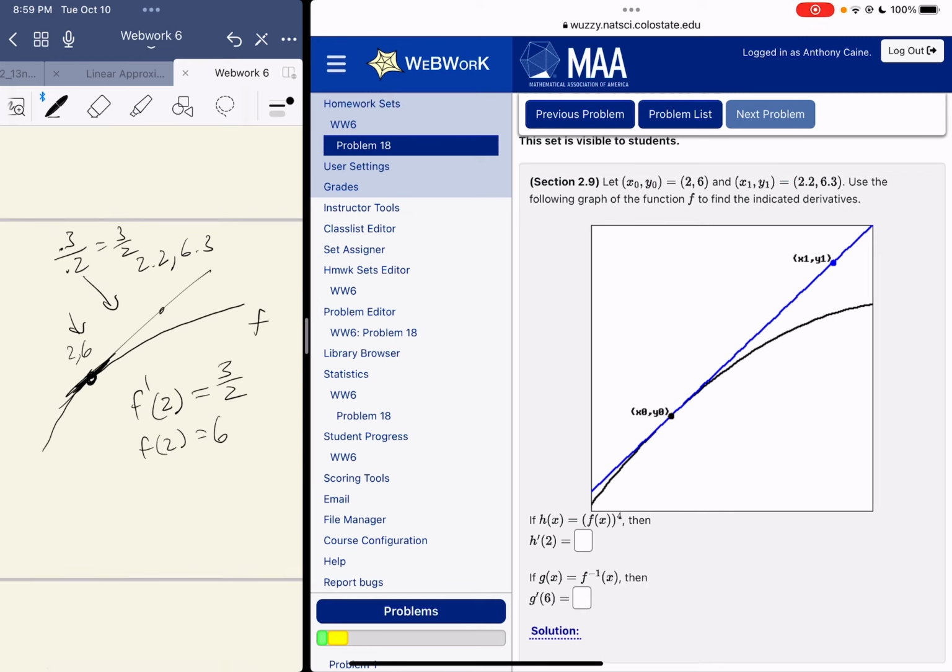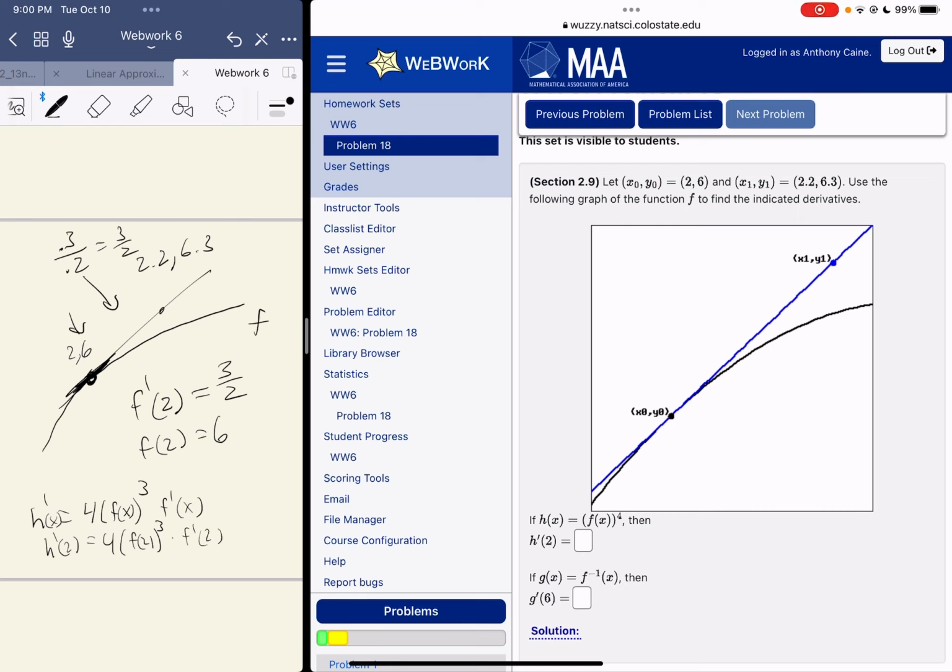Now we have h prime, and this is h prime of x. So I need to do the chain rule. The derivative of the outside is the power rule. I leave the inside alone, then I take the derivative of the inside. Okay, so h prime at 2 is 4 f at 2 cubed times f prime at 2.